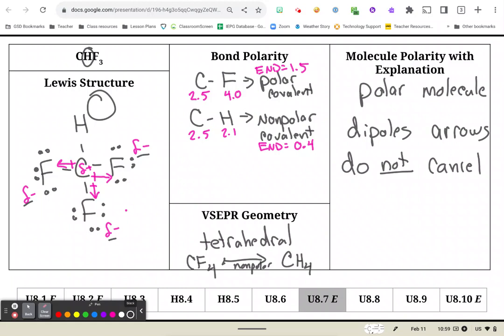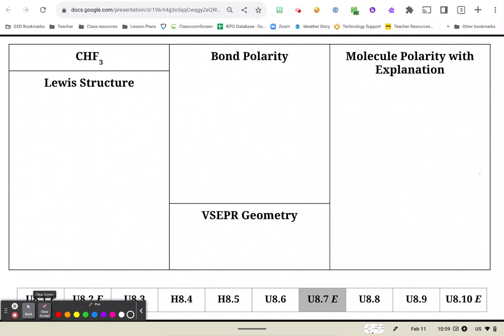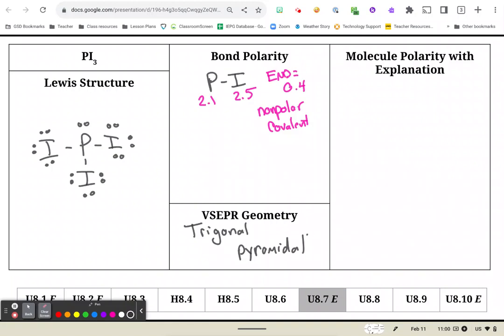All right, we've got one more example. PI3. So again, I'm going to get my stuff going. If you want to stop the video, get your Lewis structure, bond polarity, VSEPR geometry, go for it. All right, there we go. So I've got my Lewis structure. Again, it's really important that you figure out your number of valence electrons. In this case, there's 5 coming in from the phosphorus. Each iodine has 7, but there are 3 iodines for a total of 26 electrons.